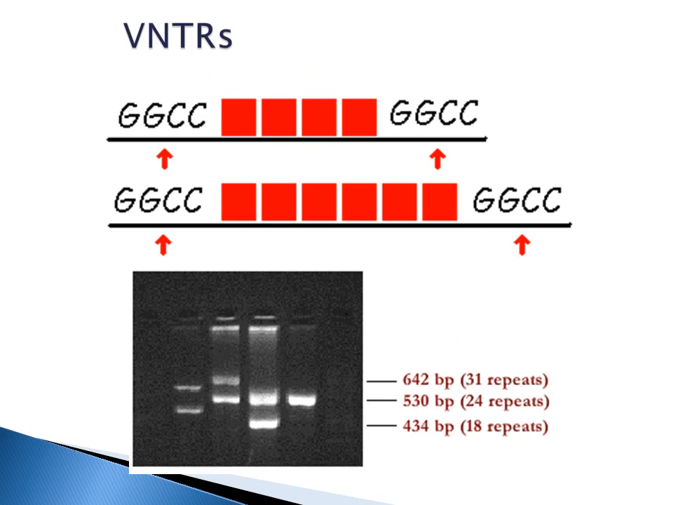You can use PCR to look at variable number tandem repeats and look at band sizes. So the more repeats someone has, the higher the band they're going to have. So you might have 31 repeats, which is going to give you a 642 base pair band, whereas if someone only has 18 repeats, they're only going to have a 434 base pair band at that specific locus.